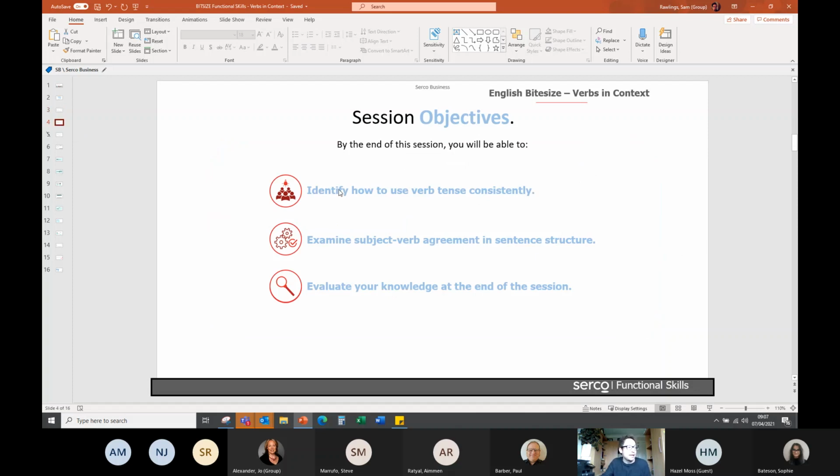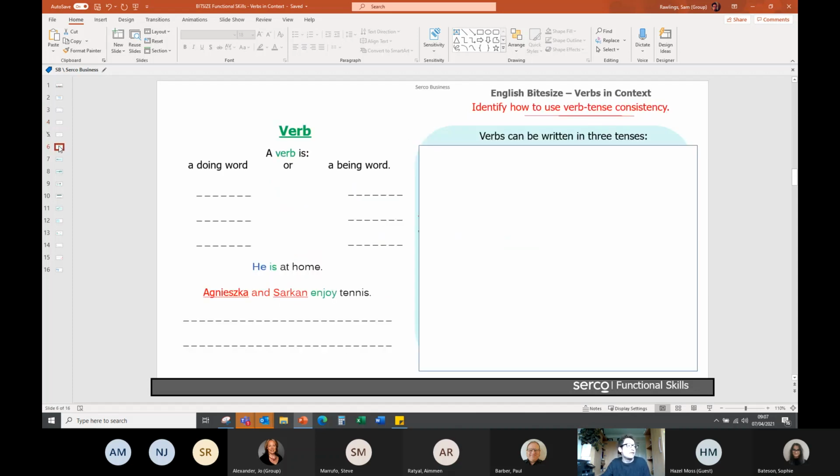So in this session, we're going to begin. We've basically got two main objectives. We're going to start off looking at verb tense consistency, and then we're going to move on to looking at subject-verb agreement. So these two things sound pretty scary, but as we go through them, you'll see that they're not. And actually, it makes quite a lot of logical sense, these names, when we look at them in more detail. So the first thing we're going to look at is how to identify verb tense consistency, or basically how to make sure our verbs are used consistently when we write.